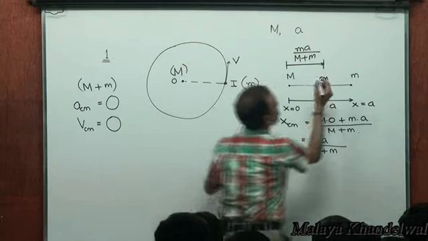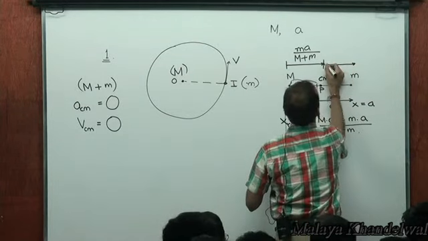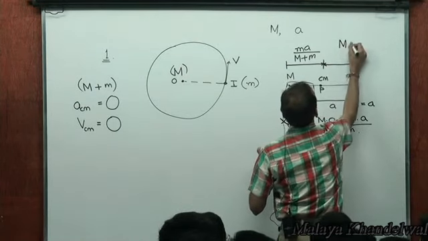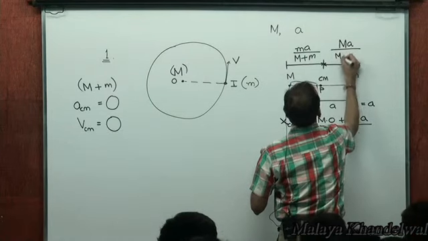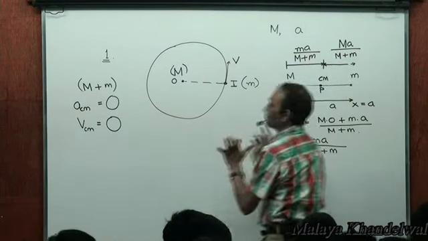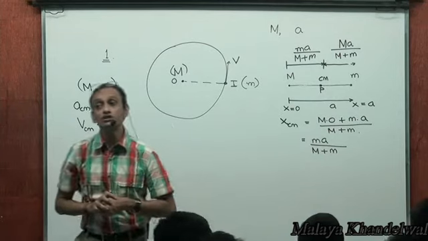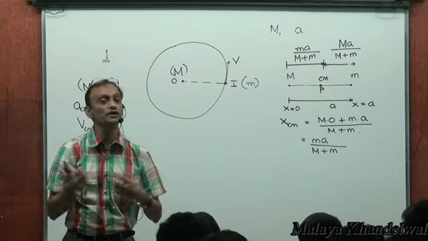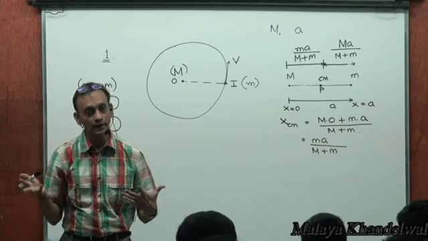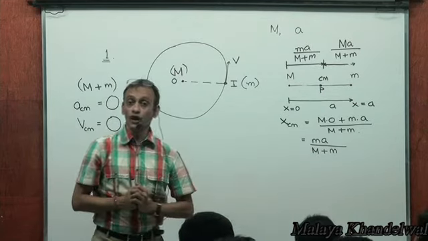Right? And from small m, this distance will turn out to be capital Ma by capital M plus small m. This is how we've completely and uniquely located the center of mass of this pair of particles. Right?